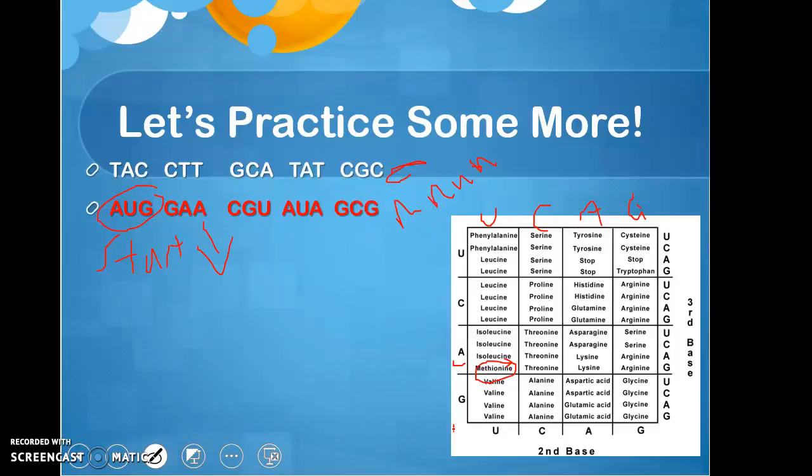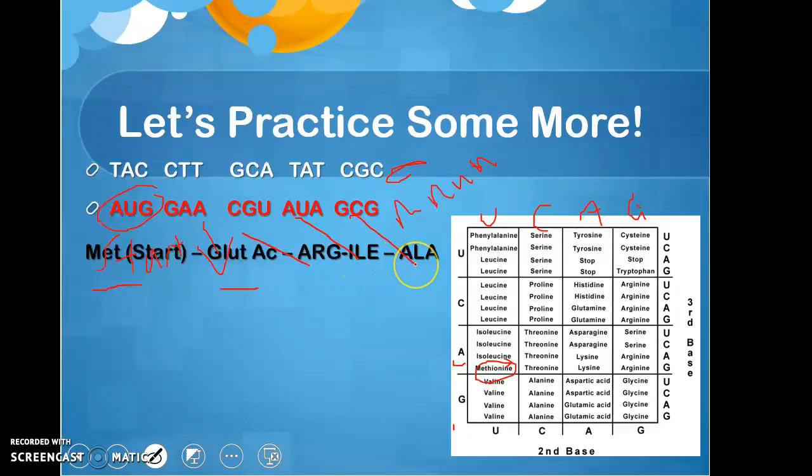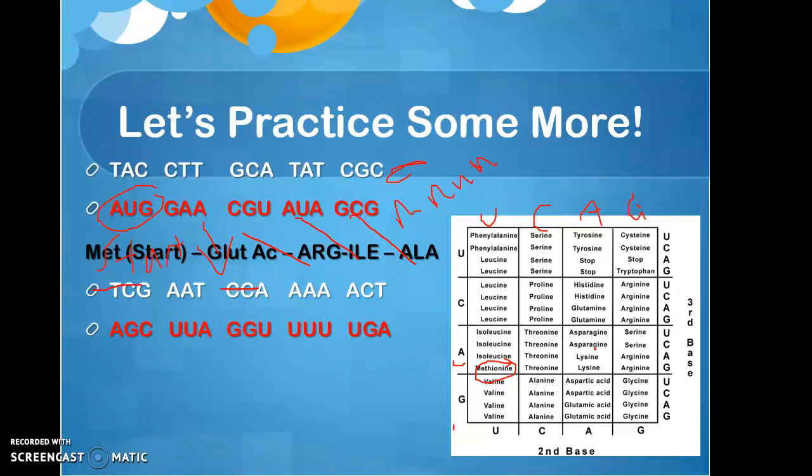Then we have CGU. And this is what it looks like. So I have methionine start, glutamic acid, arginine, alanine, isoleucine. So you see I've just used the first three letters. That's fine too. You can use just the first three letters because writing these out every time is going to be very hard. So let's practice one more time.